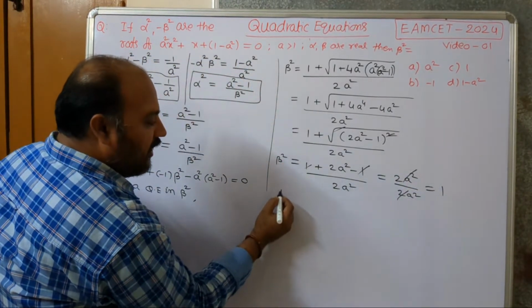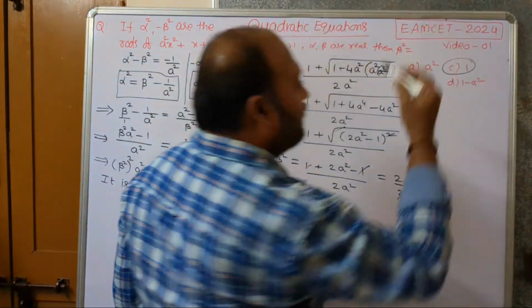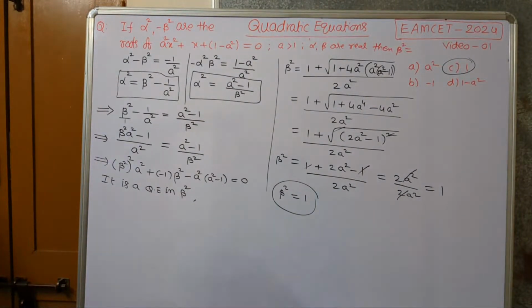So beta square value they are asking to find. That value is 1. It is there in the third option, dear students. I hope you understand. I'll move on to another question.